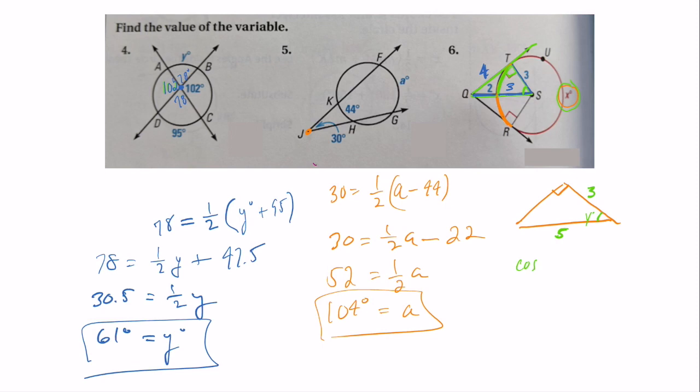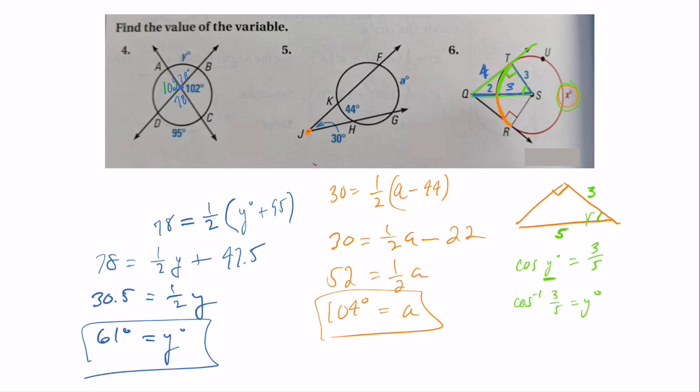So I know that the cosine of y degrees is the adjacent over the hypotenuse, but I actually want the angle. So I need to work backwards to the angle, so I'm going to use the inverse cosine. Inverse cosine of 3/5 will give me y degrees. So I'm just going to do that on my calculator. I'm going to do inverse cosine, 3 divided by 5, and I get 53.1.